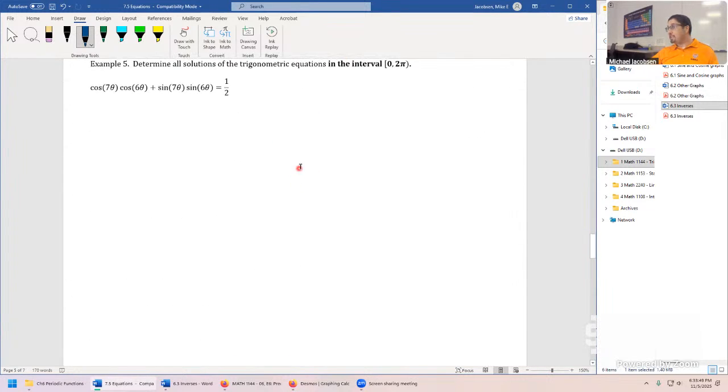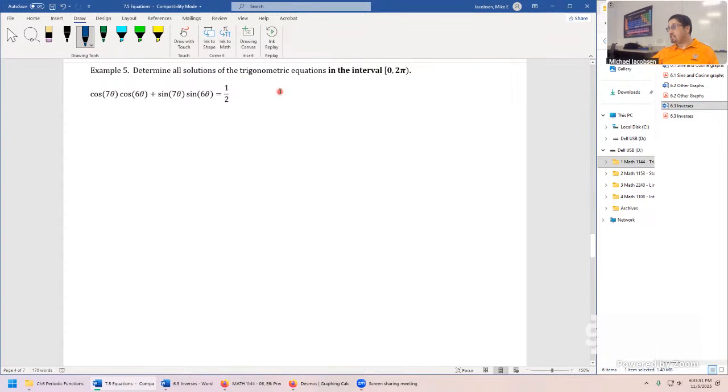Determine all solutions to the trigonometric equations. That should be singular, equation. I think I have to make that edit on the rest of them. To the trigonometric equation, just the one equation, in 0 to 2 pi. And here's our equation. It's got a lot going kind of wrong with it when you look at it. There's multiple trig functions, both cosine and sine. The inputs are different, 6 theta, 7 theta. So it looks like kind of a nightmare when you look at it.